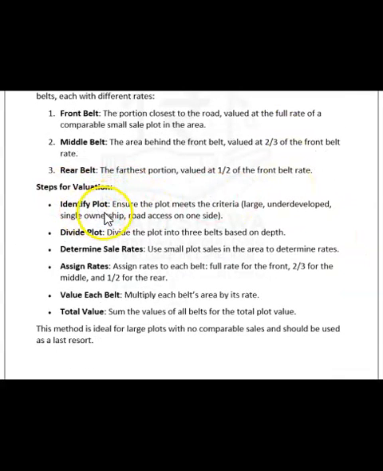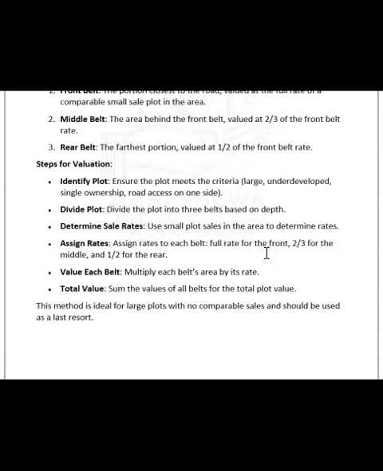Steps for valuation. Identify plot. Ensure the plot meets the criteria: large, undeveloped, single ownership, road access on one side. Divide plot. Divide the plot into three belts based on depth. Determine sale rate. Use small plot sales in the area to determine rate. Assign rate to each belt: full rate for front, two-thirds for the middle, one half for rear. Value each belt. Multiply each belt area by the rate. Total value is the sum of the value of all the belts for the total plot value. This method is ideal for large plots with comparable sales and should be used as a last resort.